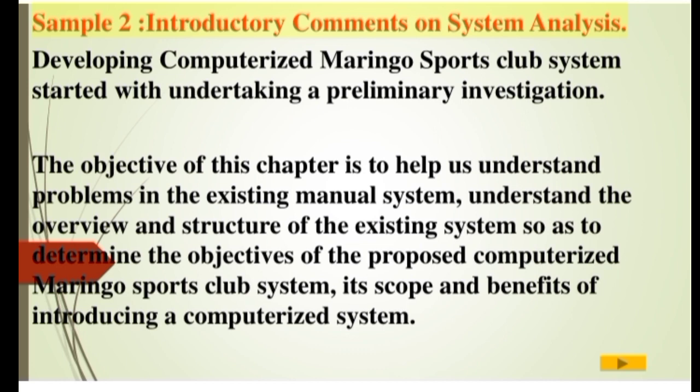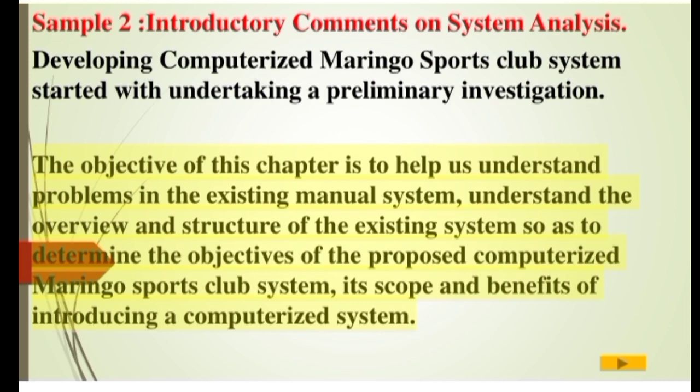Sample 2. Introductory comments on system analysis. Developing the computerized Maringo Sports Club system started with undertaking a preliminary investigation. The objective of this chapter is to help us understand problems in the existing manual system, understand the overview and structure of the existing system so as to determine the objectives of the proposed computerized Maringo Sports Club system, its scope and benefits of introducing a computerized system.